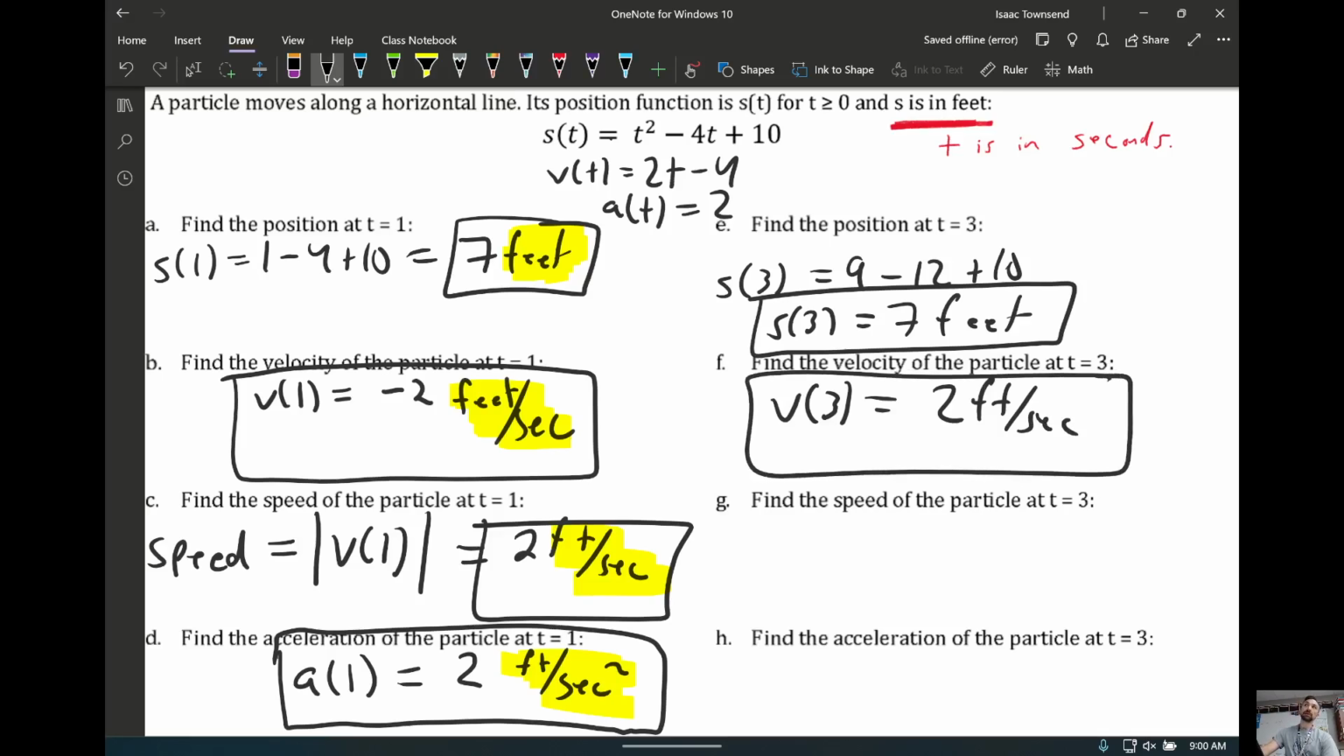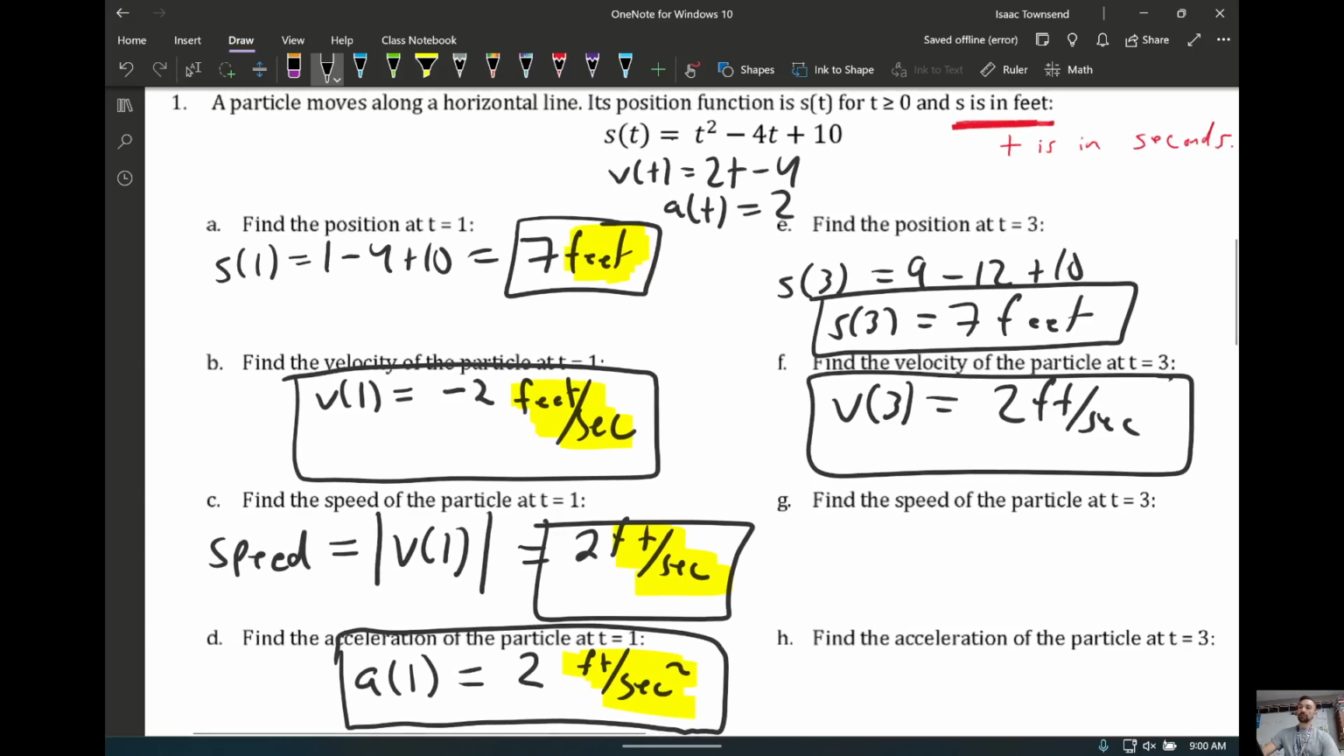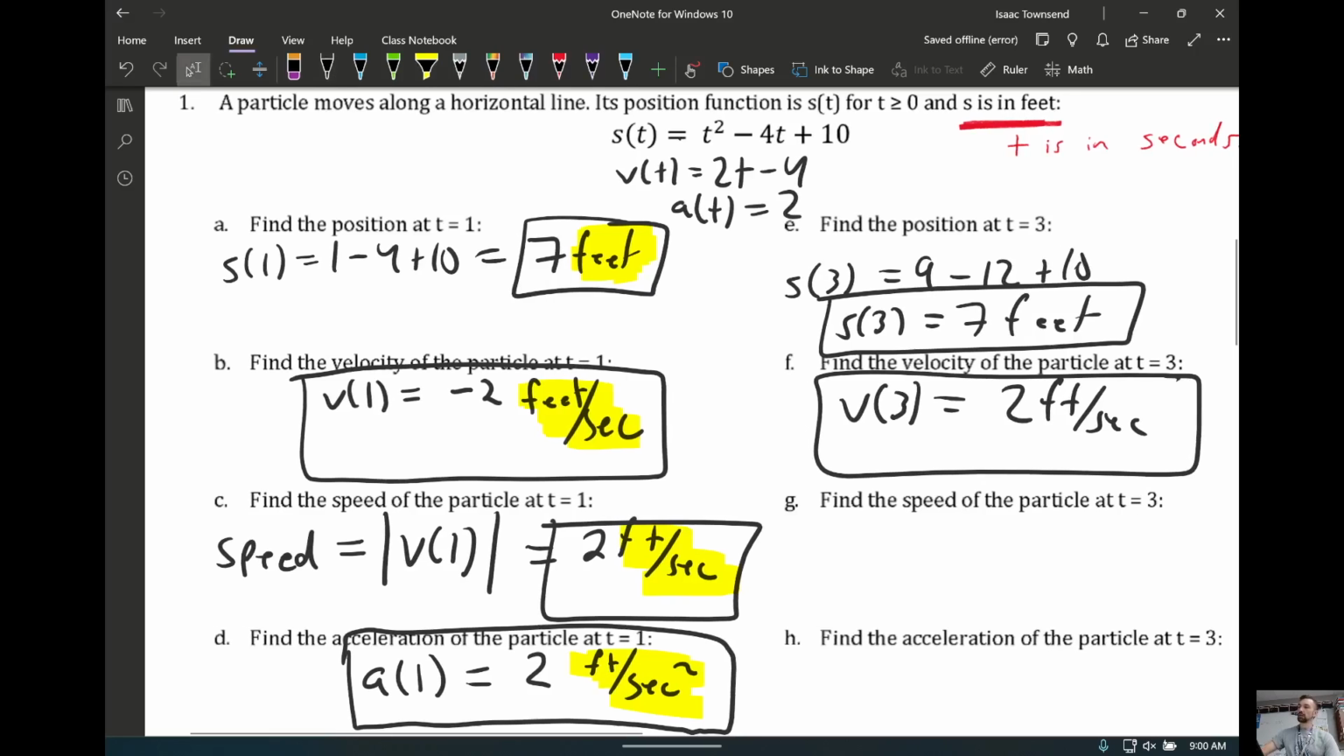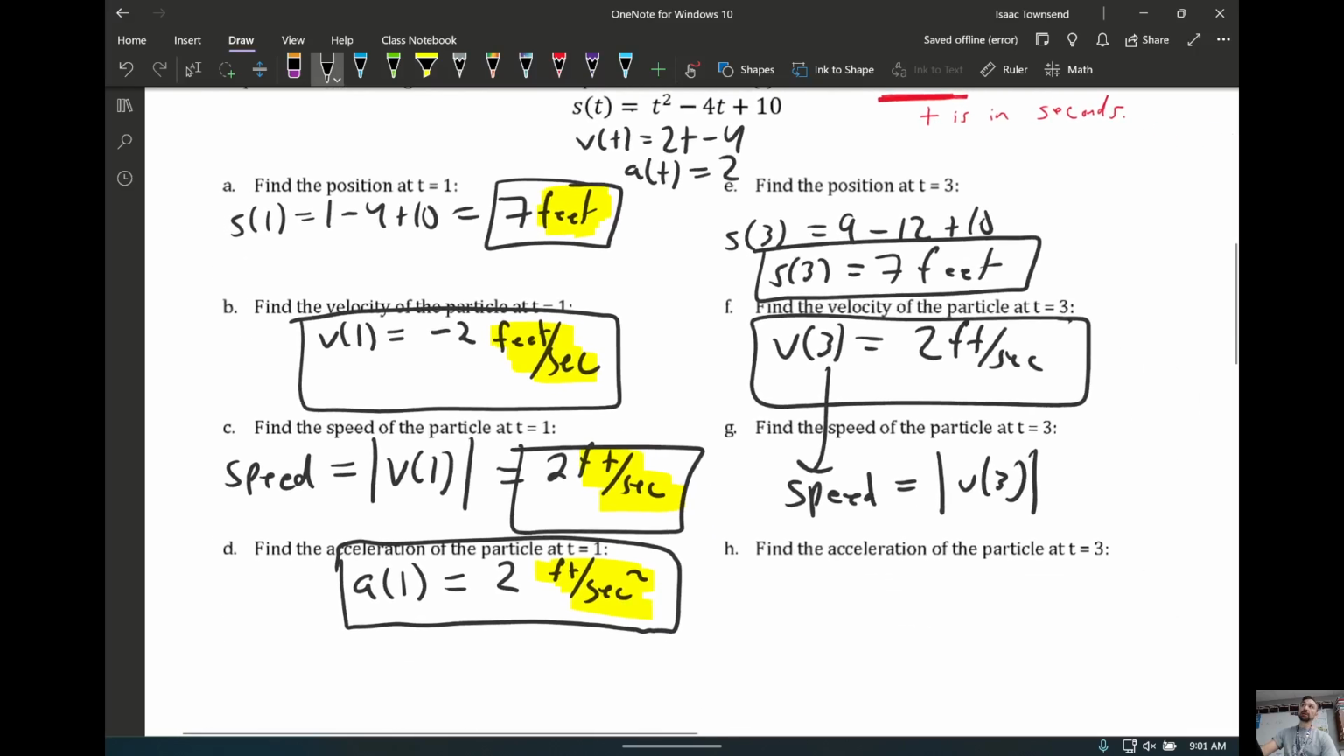So at time 3 seconds, is this thing moving to the right or to the left? How do you know that? Right. If velocity is positive, it's either going right or up. At 1 second, was it going right or left? Left, because if velocity is negative, it's going left or down, depending on the context of the question. Velocity and speed are basically the same thing, except speed is always the absolute value of velocity. So if you want to know the speed at time 3, take the absolute value of the velocity at time 3. Still 2 feet per second.